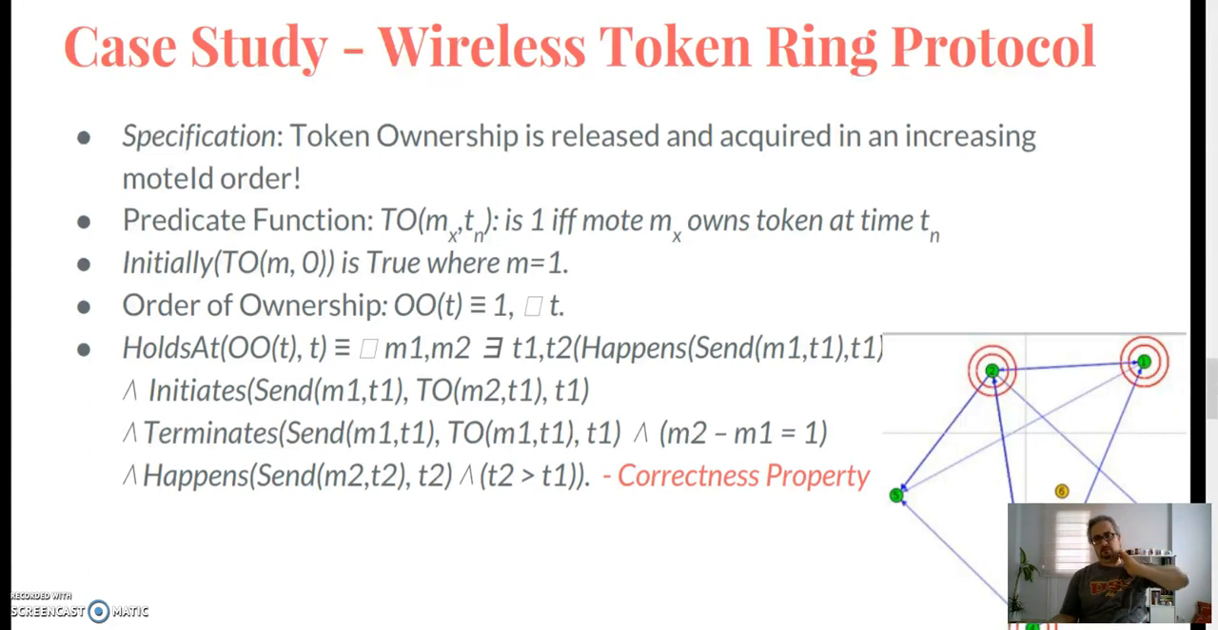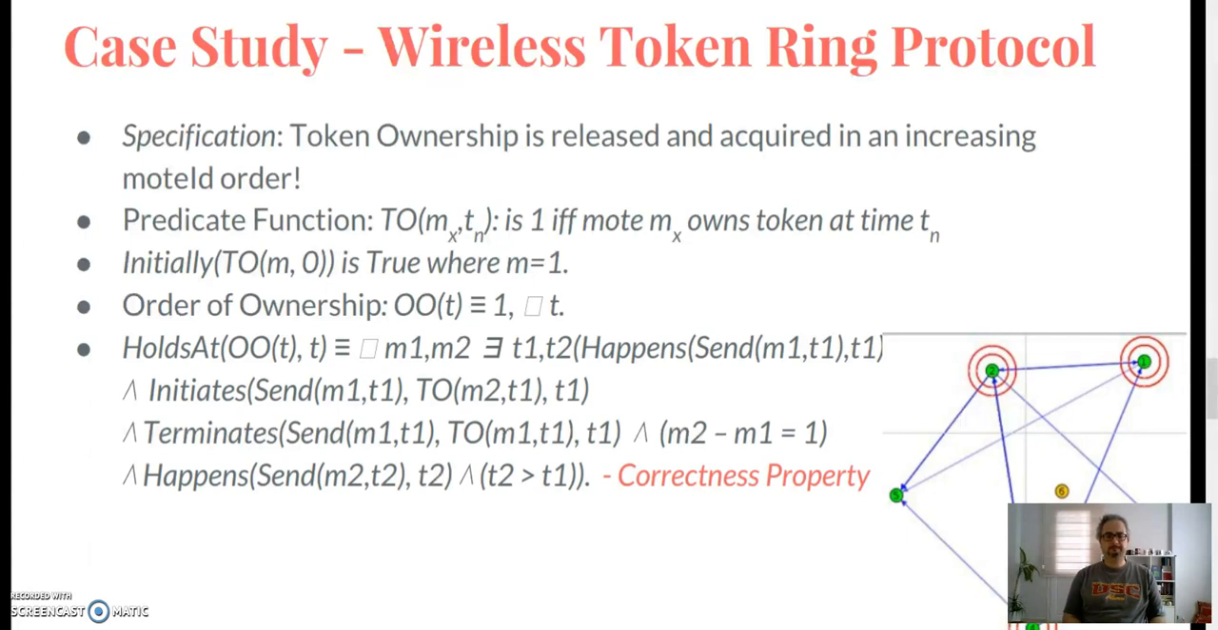We selected the wireless token ring protocol because of its simplicity and because it relates to the audience of this conference. In order to discuss runtime verification, we first need to make or define a system specification for this particular case study. We will state that as a specification, token ownership is released and acquired in an increasing node ID order. This is our design, so it's quite simple.